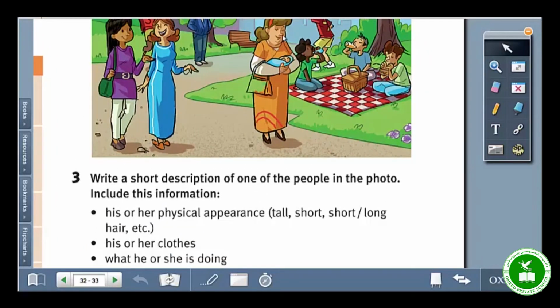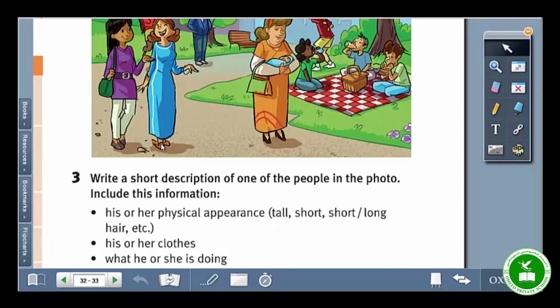Look at this lady here, okay? This lady, she is wearing a dress. She is carrying a baby, okay? And she has long hair, okay? Just like that. Or just like this lady, she is wearing a blue dress. She is laughing and she has long hair.